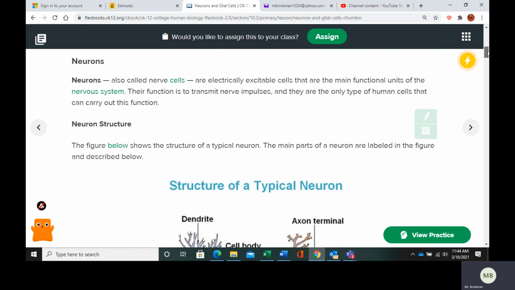So neurons are these special cells in the nervous system. They are nerve cells, and they transmit nerve impulses, which are the signals that are sent by the neurons through the nervous system. All right.